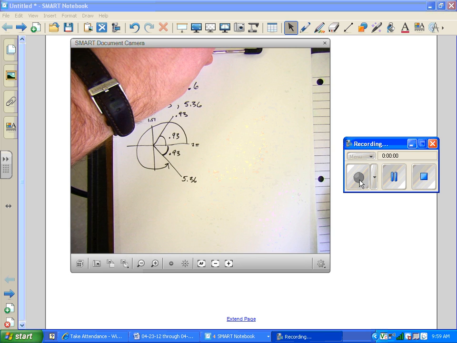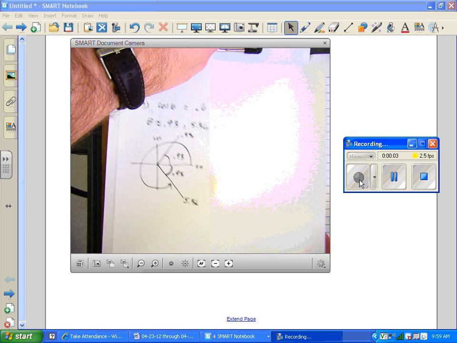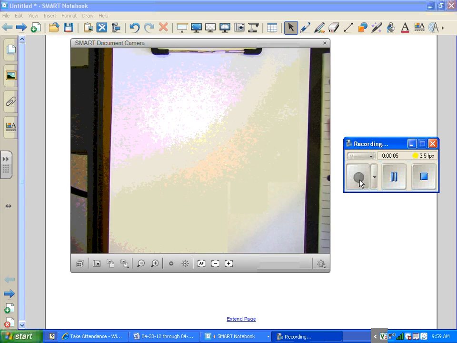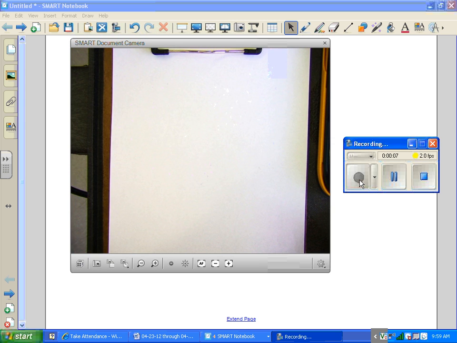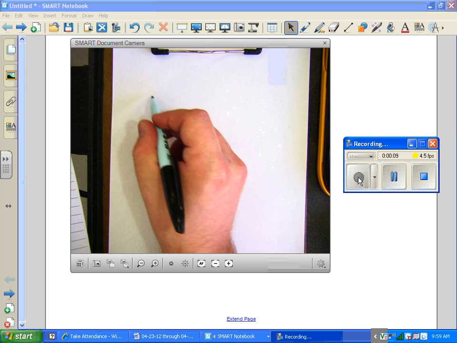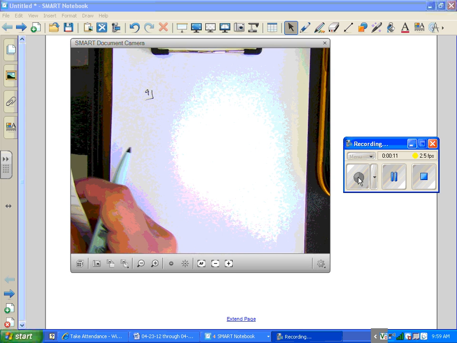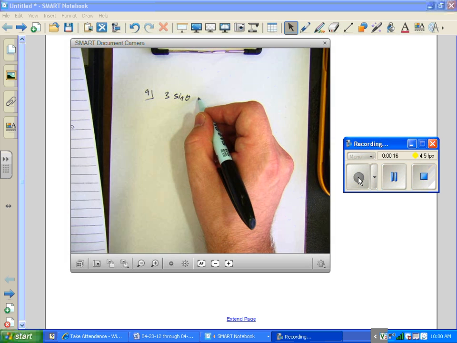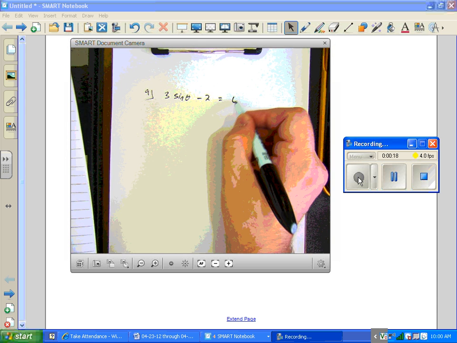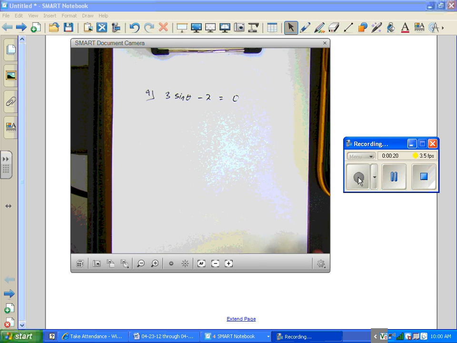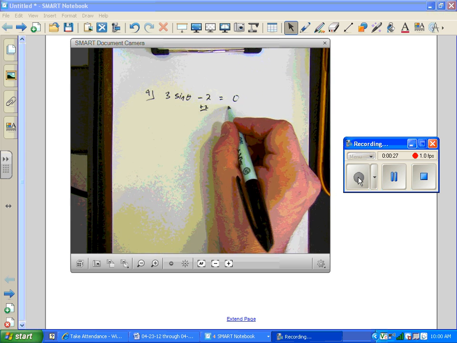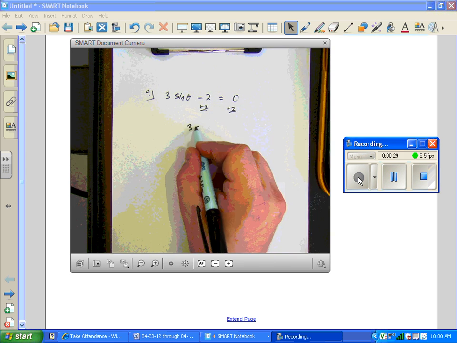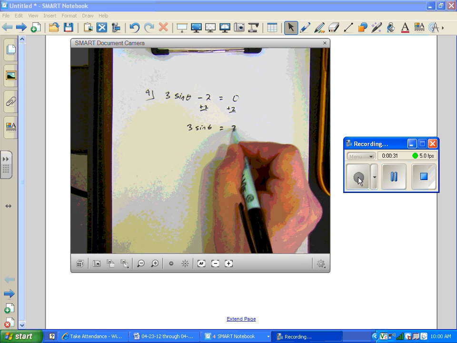So let's try number 9. All right, this one had, let's see, 3 sine theta minus 2 equals 0. All right, so you had to do a lot of isolating on this one. So we'd have to add 2, so we get 3 sine theta equals 2, then what?